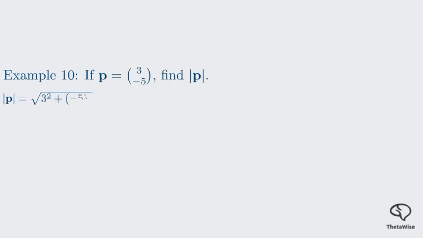Let's work through some examples. Our objective is to calculate magnitudes and work with unit vectors. Given vector p is (3, -5), we need to find its magnitude. Using our formula, we take the square root of 3 squared plus negative 5 squared. This simplifies to the square root of 34 units.